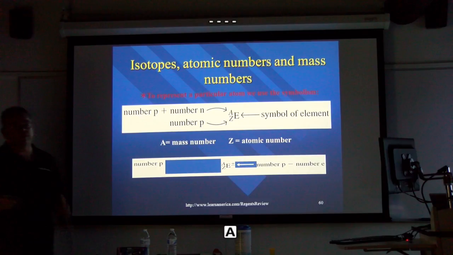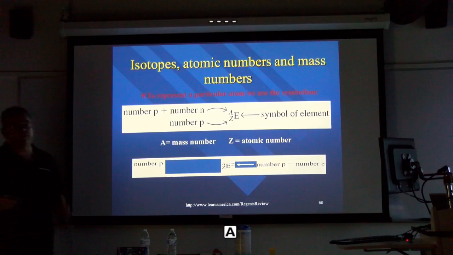The question is, what's the difference between carbon-12 and carbon-14? And what does the word isotope mean? Well, we're going to find out right now. If the Regents asks which nucleus is an isotope of this atom's nucleus, what would the correct answer be?